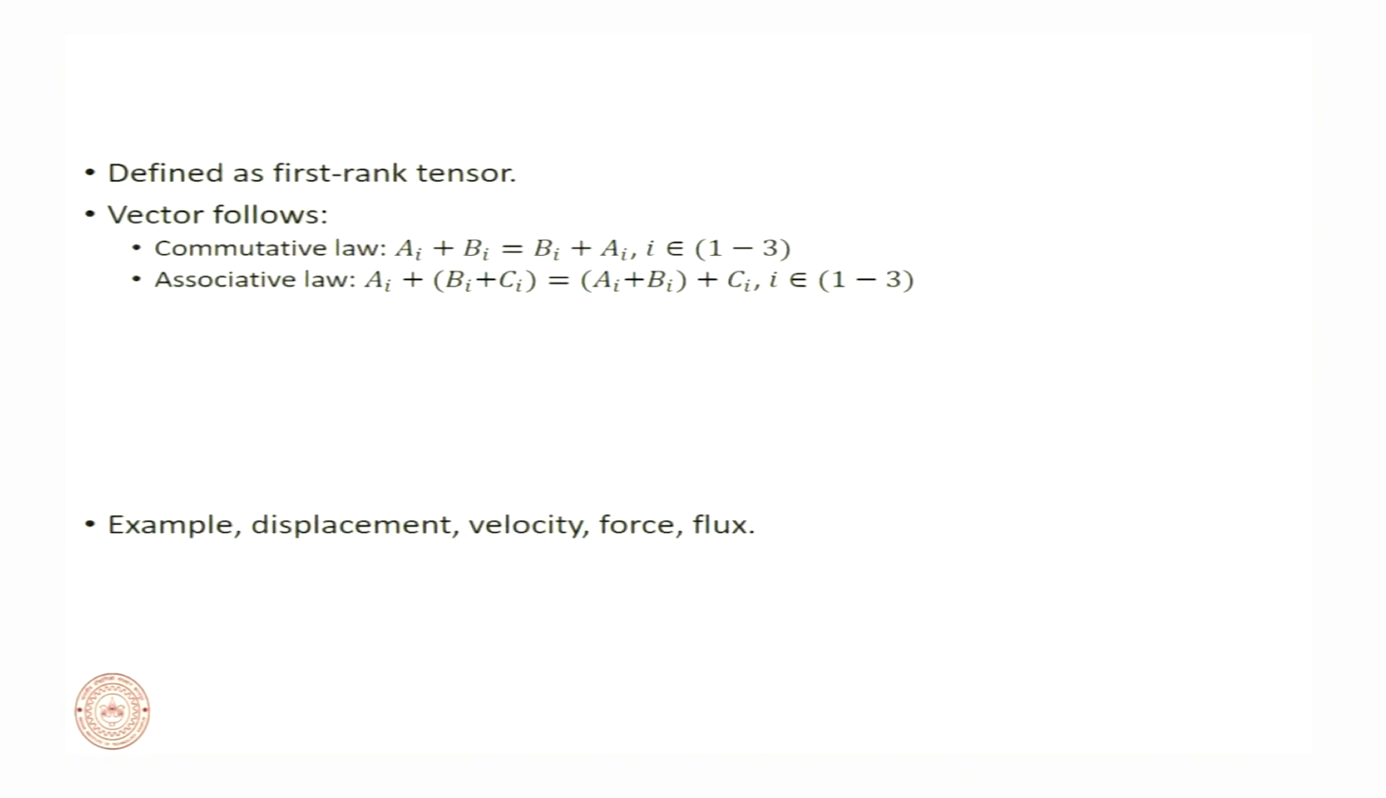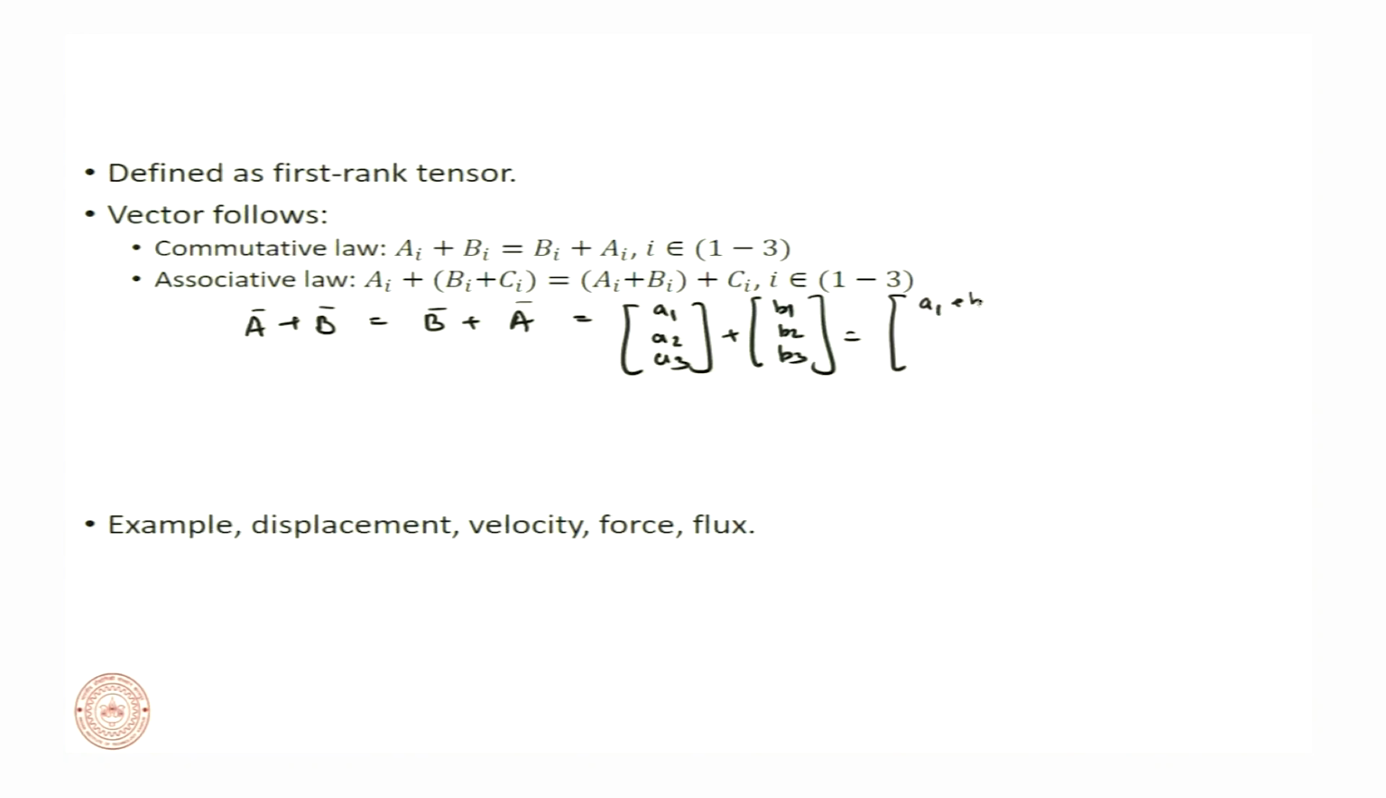Vectors do follow laws, that is the commutative law and the associative law. The commutative law is A vector plus B vector is equal to B vector plus A vector, right. And if I write the components for it, then it will be A1, A2, A3 plus B1, B2, B3 is equal to A1 plus B1, A2 plus B2, A3 plus B3. All right, and the reverse is also true. Associative means that A vector plus B plus C vector is equal to A plus B vector plus C vector, and likewise.